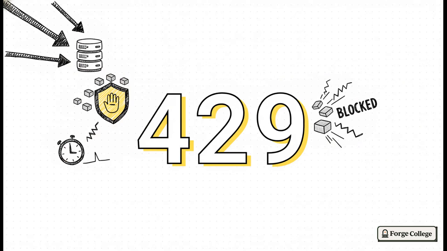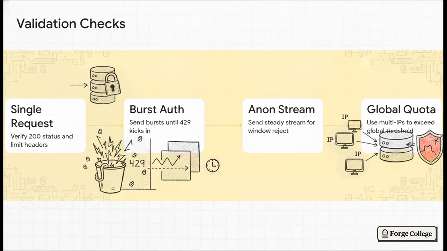You're going to want to watch those server logs incredibly closely until you see this glorious number, the 429 Too Many Requests status code. When you see that 429 pop up, you know your logic works and the rate limits are successfully kicking in to protect you. Now, to be absolutely certain, you should run these 4 concrete validation checks against your test harness.